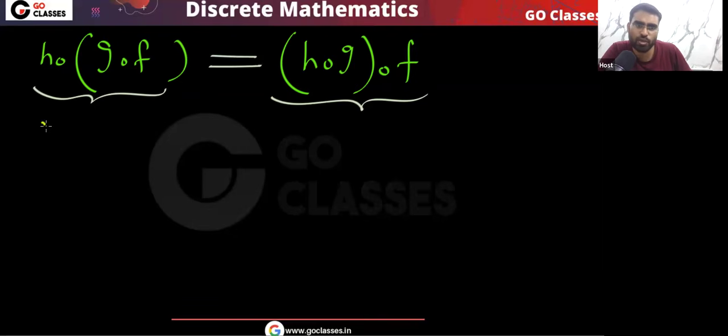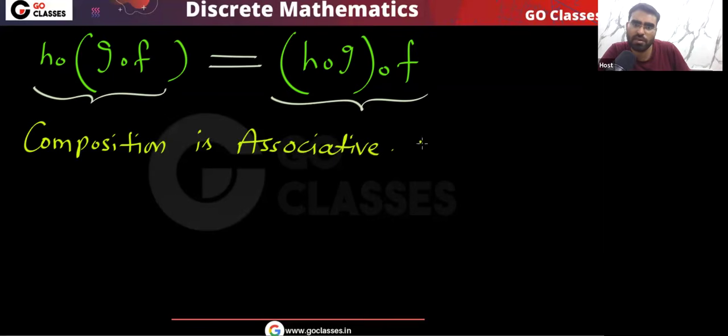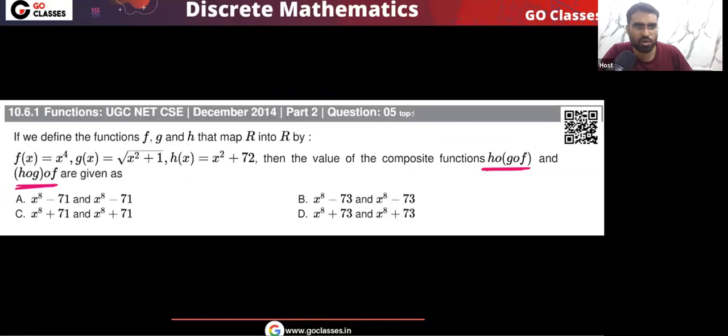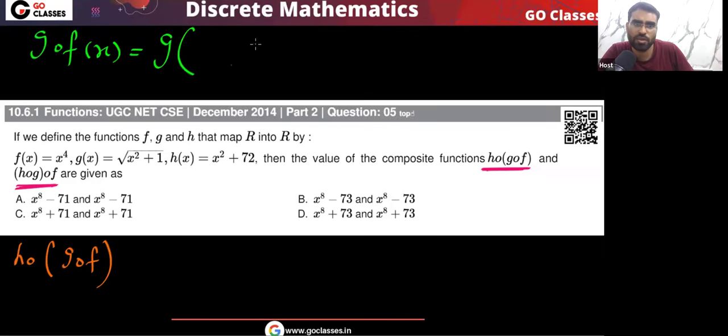We have already seen composition is associative, right? Function composition is associative. So we have already seen this. Remember, it is associative, so you don't have to calculate them differently. Now let's calculate only one of them. Let's calculate H∘(G∘F). First you calculate G∘F. What will that be? G∘F is G(F(x)). What is F(x) given? F(x) is x power 4.